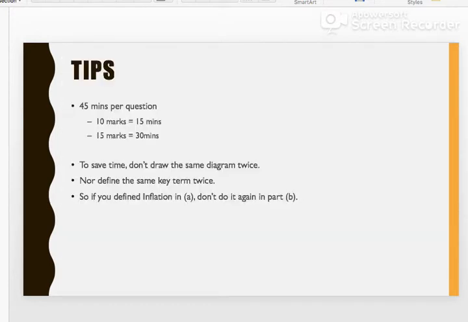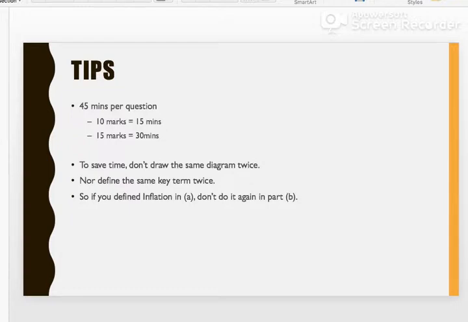So some tips. You've got 45 minutes to answer question A and B. So the advice would be for the 10 marks, it should take no more than 15 minutes. And then your 15 marks should take no longer than 30 minutes. So 45 minutes for your micro and 45 minutes for your macro.